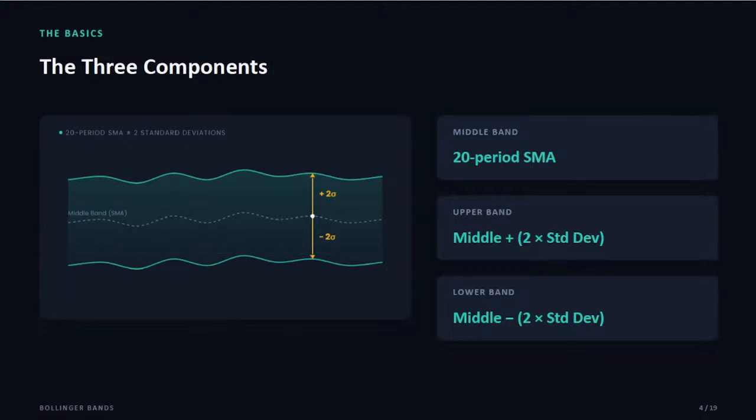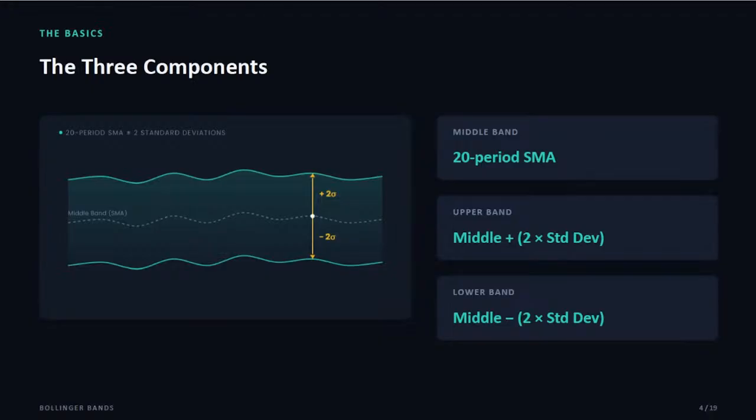Here's a closer look at each one. The middle band is a 20-period simple moving average. On a daily chart, that means it's the average closing price over the last 20 trading days, roughly the last month of activity. The upper band takes that same moving average and adds 2 standard deviations to it. The lower band takes the moving average and subtracts 2 standard deviations.